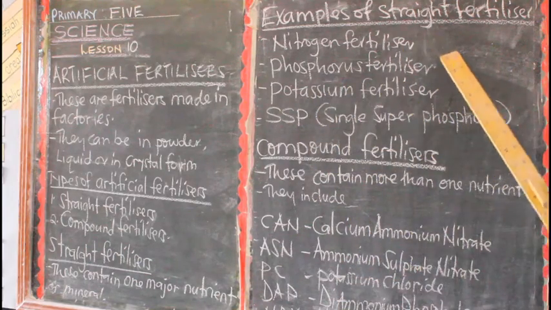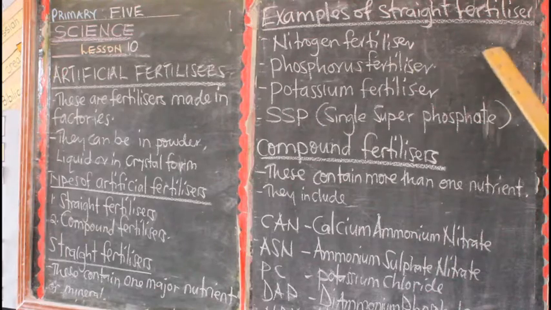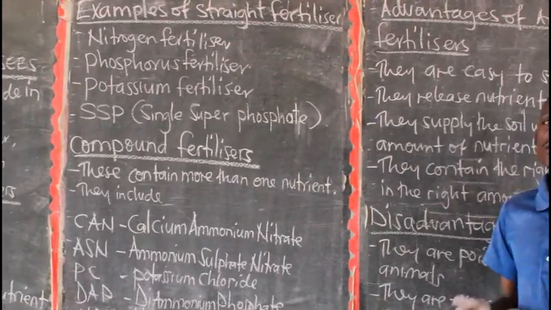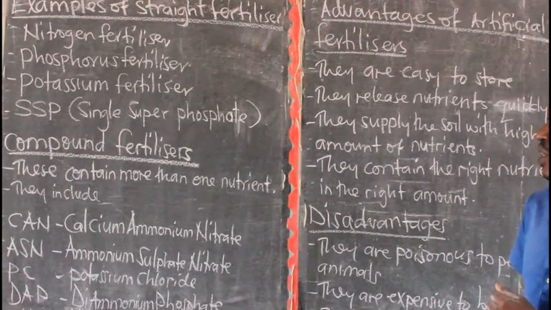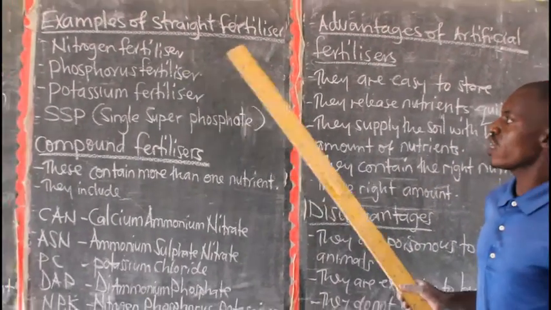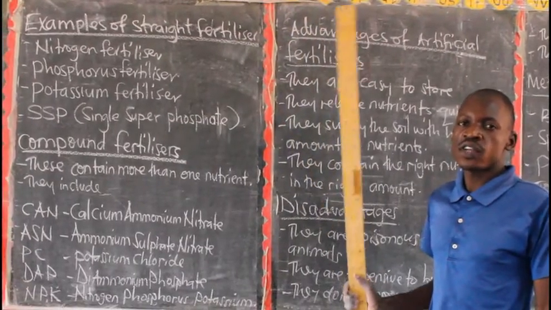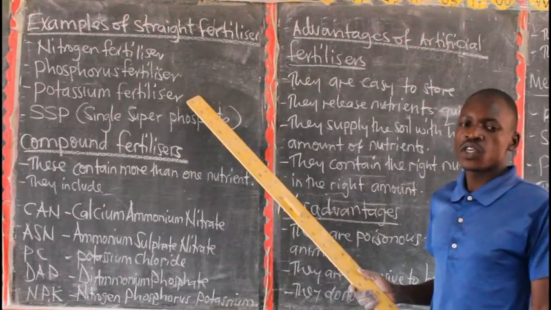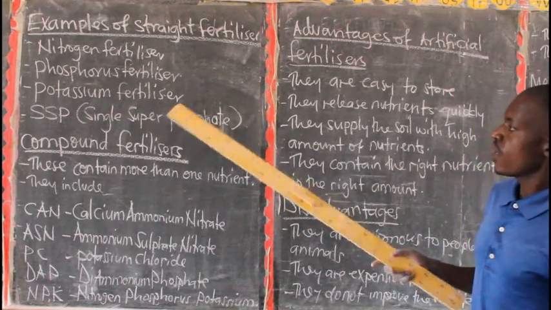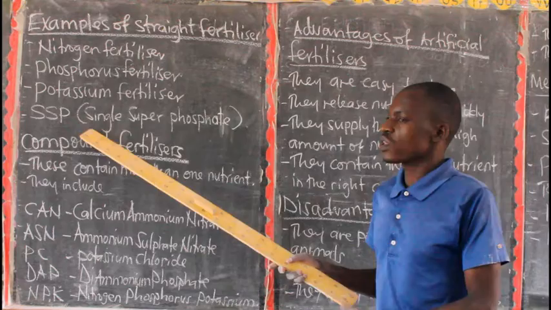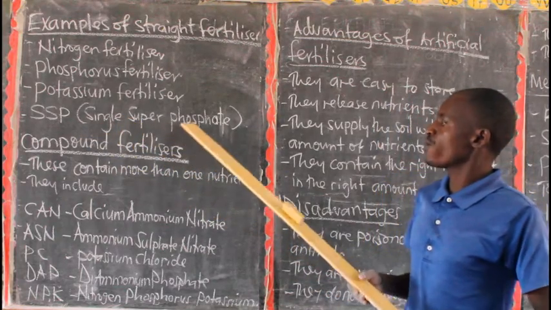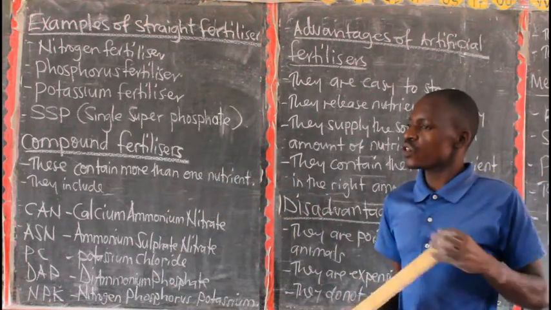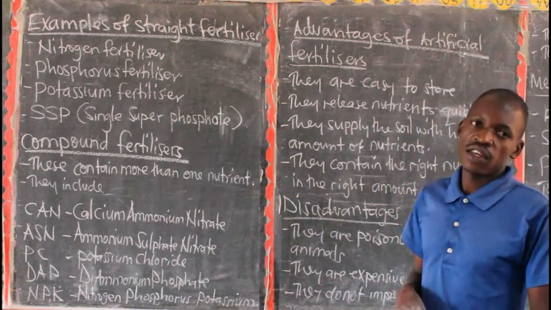Examples of such fertilizers are nitrogen fertilizer, which contains only nitrogen as a nutrient. Then we have phosphorus fertilizer, which contains only phosphorus. We have potassium fertilizer, which contains only potassium, and we have SSP, which stands for single superphosphate. Single superphosphate means it's a fertilizer which contains only one single phosphate.